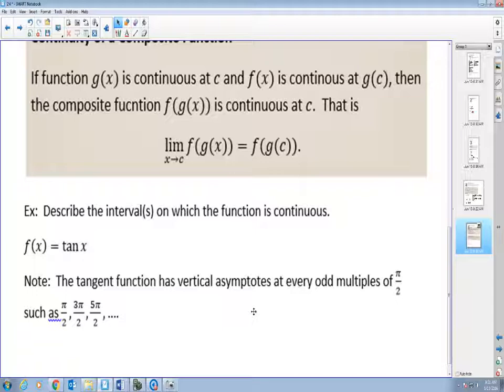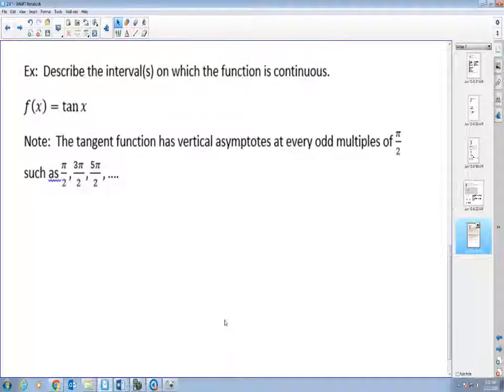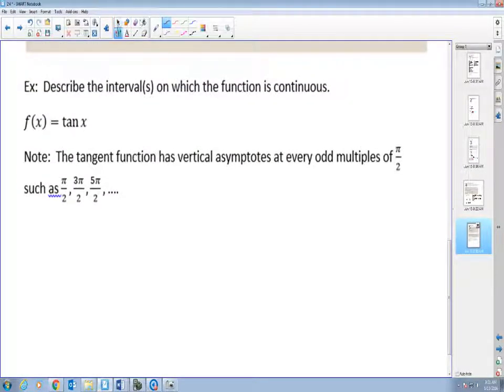So I have vertical asymptotes that make my function discontinuous when x is equal to these values. If you think about it, this is 1 pi over 2, and the next one is odd. That tells me that x cannot be, or the vertical asymptote is going to be at, every odd multiple of pi over 2.